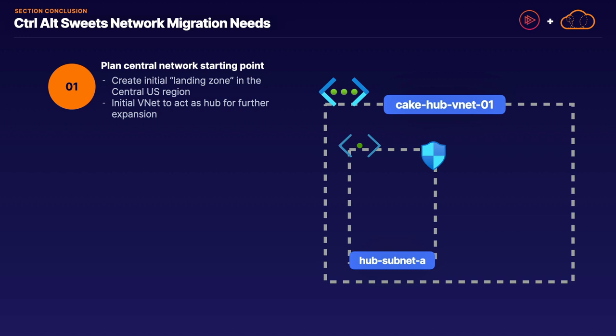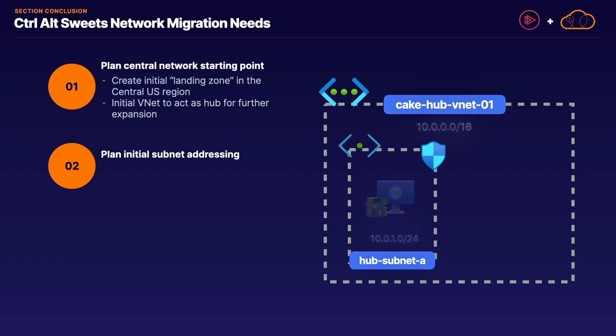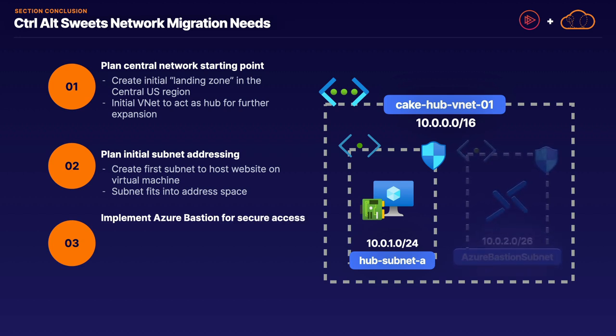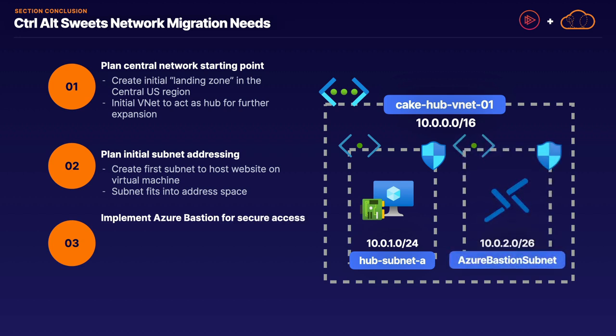Next, we need to plan out our initial subnet addressing. After all, we need a subnet to host our different Azure resources, from which we will create our first subnet to host our initial website, which for the time being is just going to be hosted on a single virtual machine. From which we learned that our subnet range of 10.0.10.0/24 fits inside of our network address range of 10.0.0.0/16. And then finally, Control Alt Sweets has decided to implement the Azure Bastion service for secure access to their private virtual machines on their virtual network.